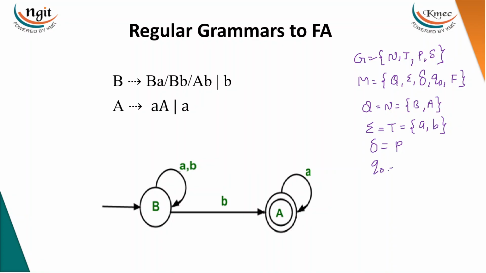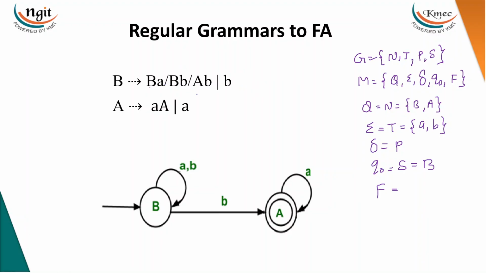Then Q naught is nothing but the starting symbol, which is B here. Okay. Then what is the final state? How to identify the final state, guys? See, if you are saying that a state is a final state, then whenever it occurs with some production, it should also occur alone. If you are saying that B is a final state, then this A would have been here, but it is not, right? Then B is not a final state.